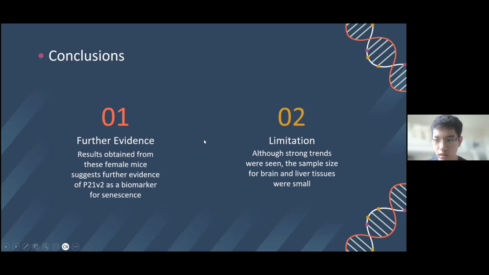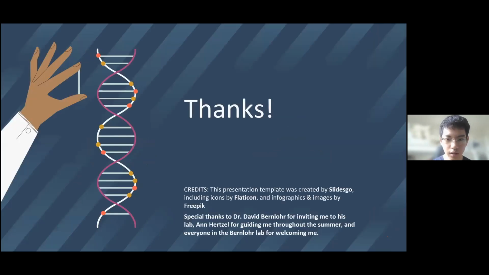There was some limitation as well, as although strong trends were seen in liver and brain samples, the sample size for brain and liver tissues was pretty small, with an N of 3 in young mice and an N of 2 in the old mice. And that's it for my research.